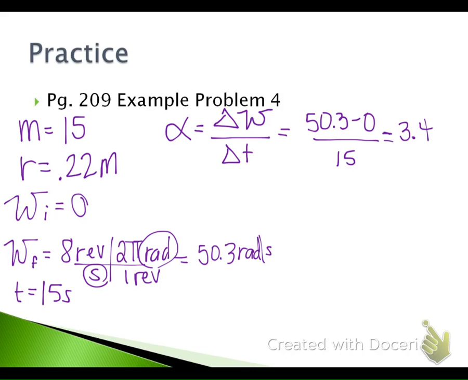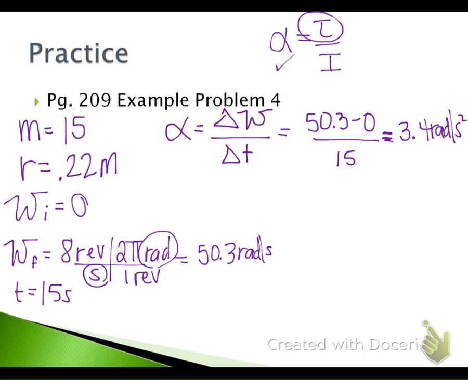3.35, so 3.4 radians per second squared. Okay? That's our alpha. If we look at our equation, alpha equals torque over moment of inertia, we're solving for torque right here. We have our alpha. We need to solve for moment of inertia now, because that's our connection between the two.